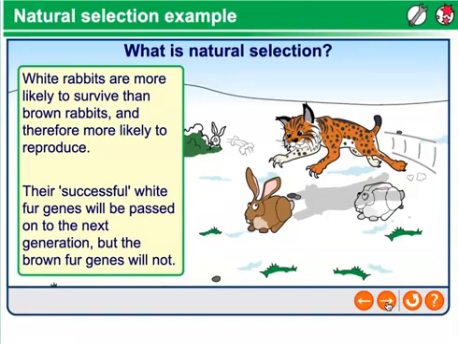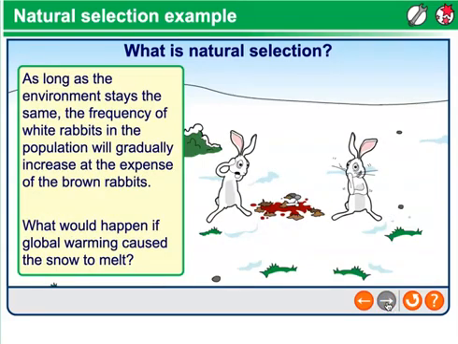But the brown fur genes are less likely to do that, especially when there are fewer brown-furred rabbits to pass those genes on. So as long as the environment stays the same, the frequency of white rabbits in the population will gradually increase at the expense of the brown rabbits. What might happen if global warming caused all the snow to melt?